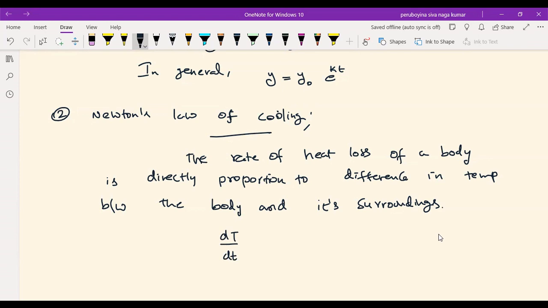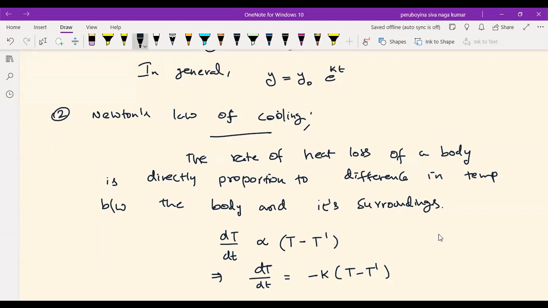With respect to time, the rate of change of temperature is directly proportional to the difference of the body temperature and the surrounding temperature. Surrounding temperature is T dash. Body temperature is T. So you can write dT by dt is equal to minus k into (T minus T dash). Why minus k?